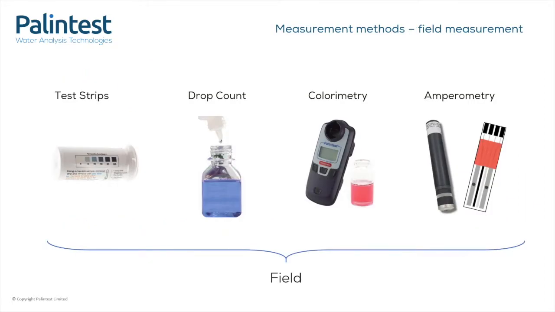To move the testing close to the sampling site, we have a number of field testing options. These include test strips, similar to a pH test that you would have done at school, where a strip is dipped and color change compares to a chart to give a result. Alternatively, a drop count, a titration mimic, where a number of drops of reagent are added until a color change is reached, and the number of drops used is multiplied by a factor to give a result.